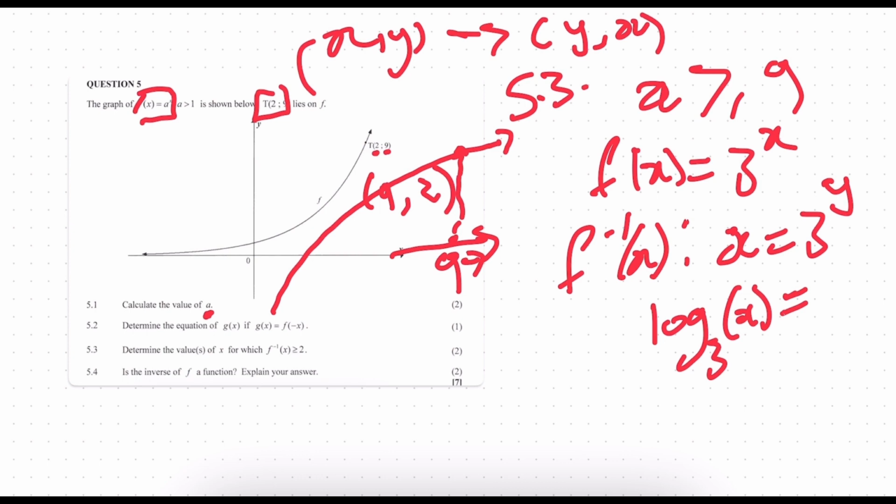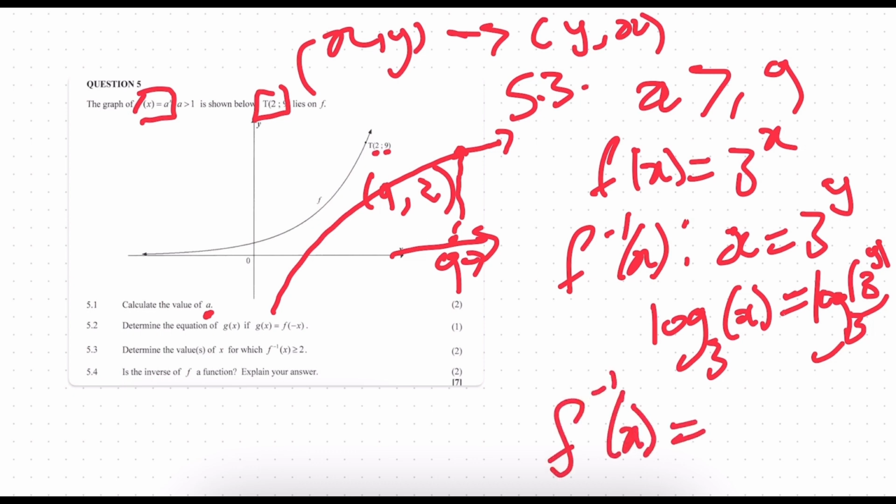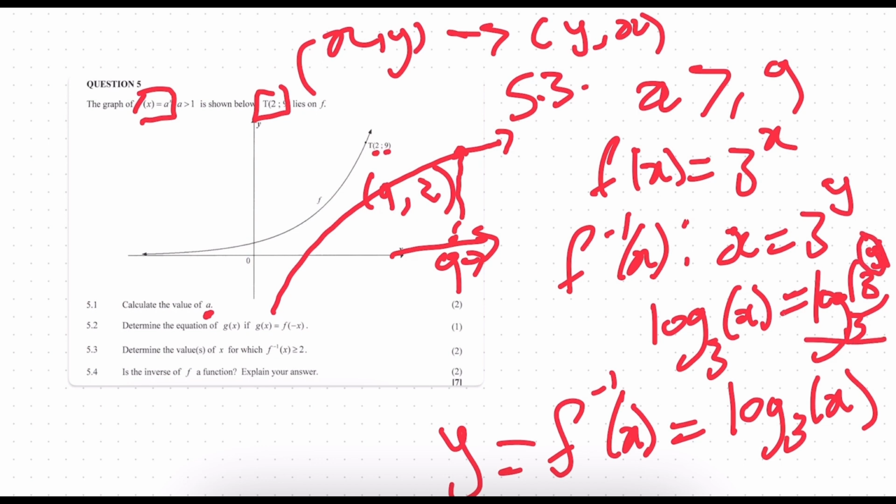You also introduce log base 3 on the other side, which will be 3 to the power of y. And then if you know your log rules, you should know that this should be giving you your inverse function as log base 3 of x. Why? Because this base here, you literally get an answer of y on this other side. So this is the answer.